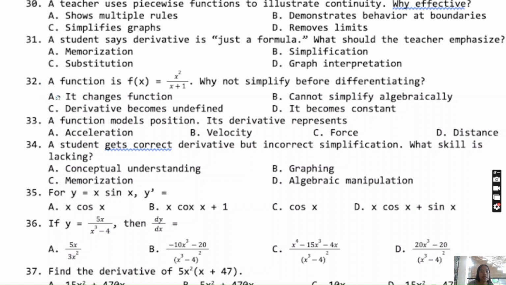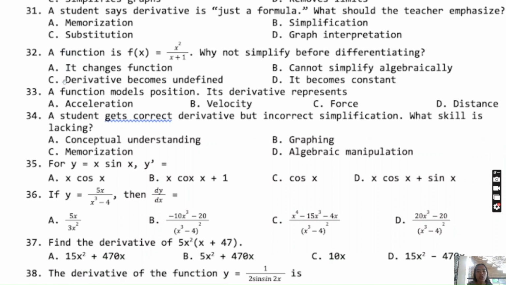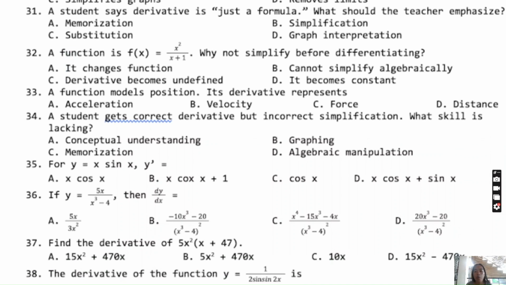And number 31, a student says derivative is just a formula. What should the teacher emphasize? The answer is letter D. Derivative is not just a formula, but also a graph interpretation. They represent the slopes and rates of change. And understanding graphs helps the students visualize this concept.